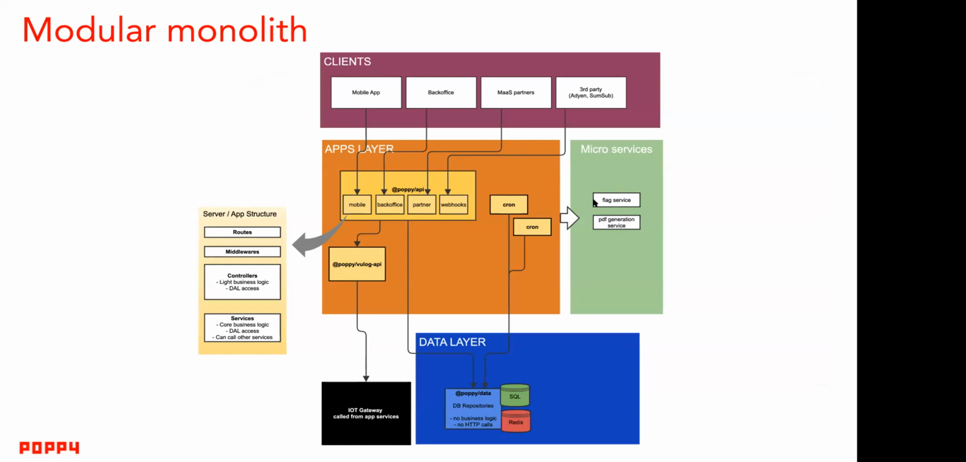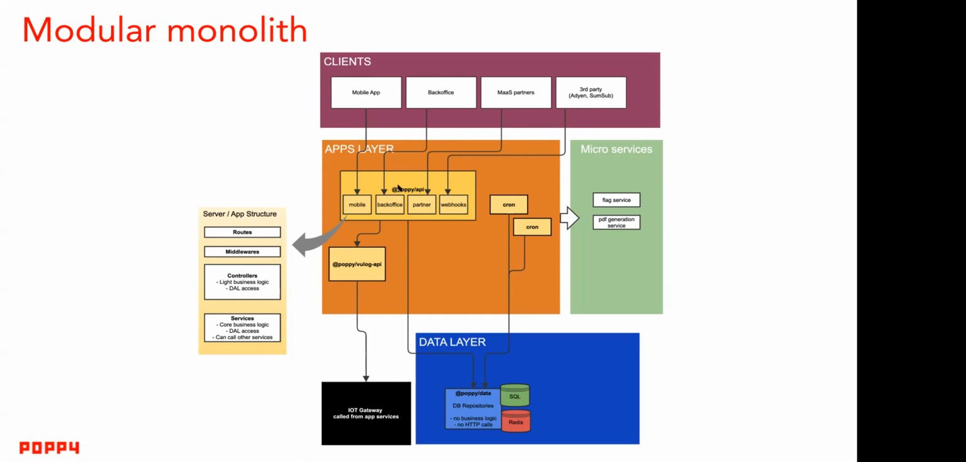So for example, we have a feature flag service that is completely separate because it's an open source solution that we deploy. We made our own document generation service that outputs PDFs. That thing has to be as generic as possible. I don't even know if you can call it a microservice, but it's very separate from all the rest. So all the clients, mobile app, back office, the partner API, and the third parties connect to this one API thing.